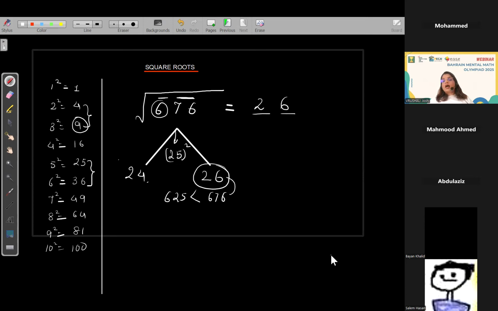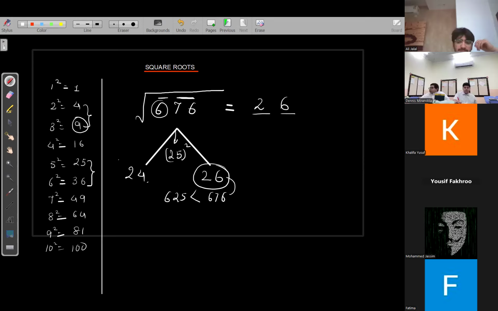Now, how to do this mentally? This is still faster than doing the normal. It is without calculator. Understand? If you try to do it without calculator, manually, it will take a lot of time. Still, this is faster. We can do it super fast. How many of you understood the technique?